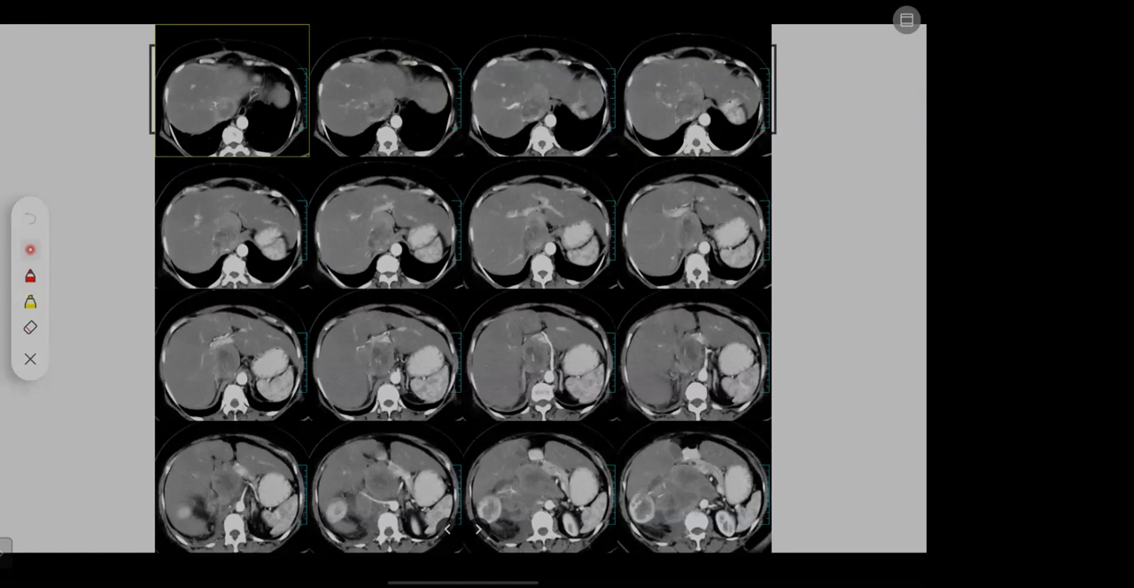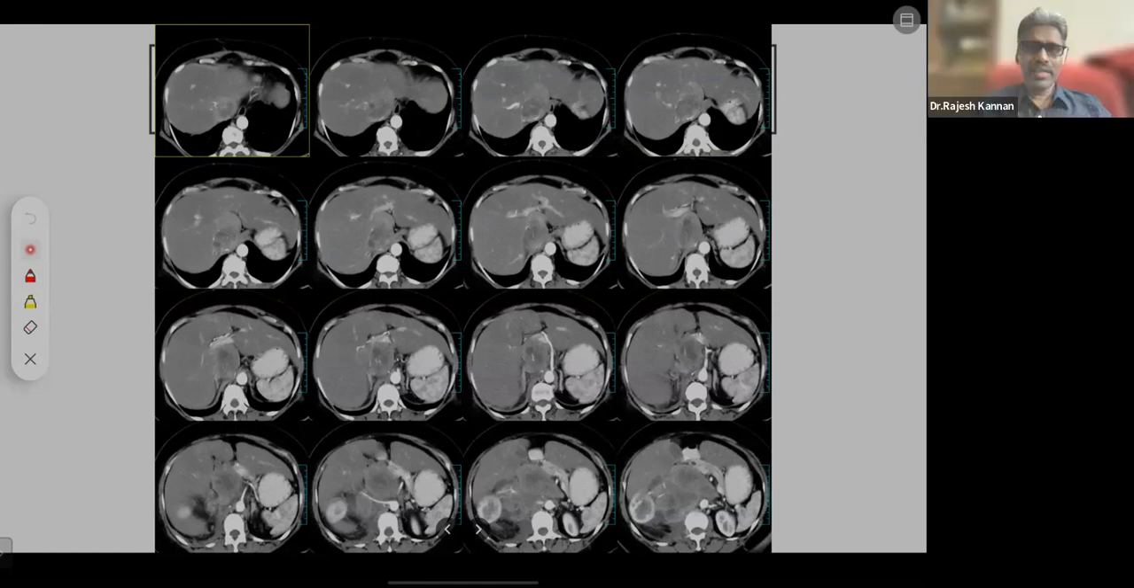The aorta, IVC. If it is a lesion and it is hypervascular, then you have to look at the feeding vessel, whether it is getting a feeder from the hepatic artery or any other vessels. Could this lesion be from the adrenal?